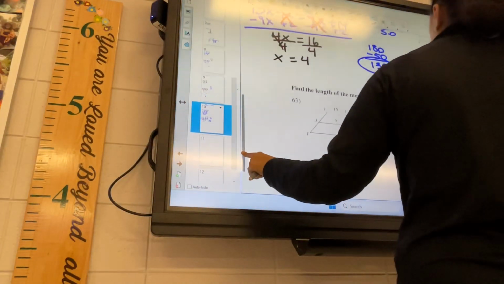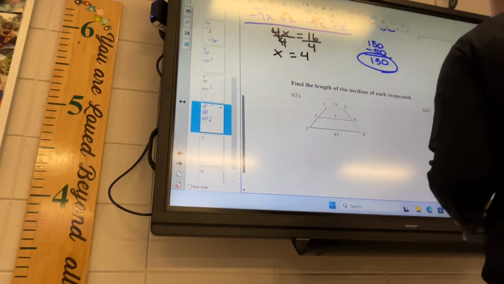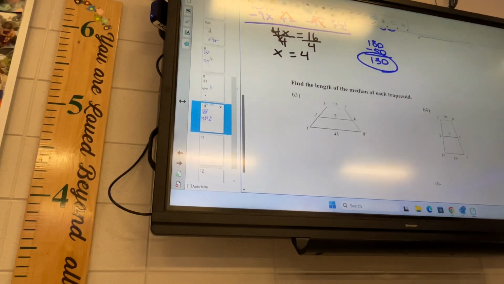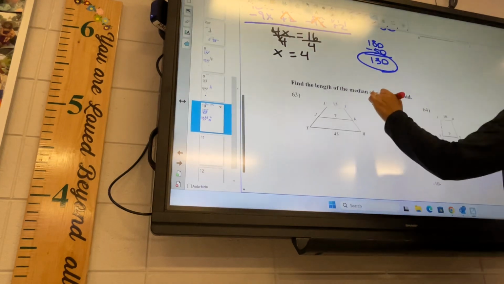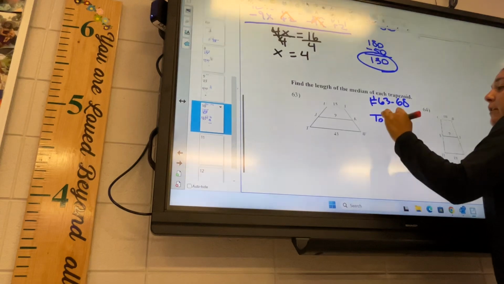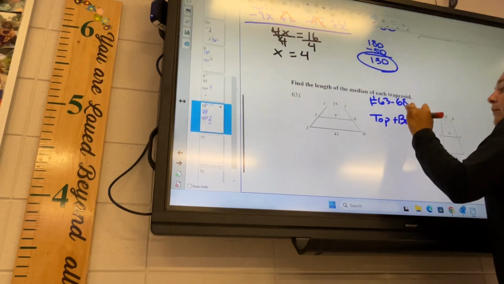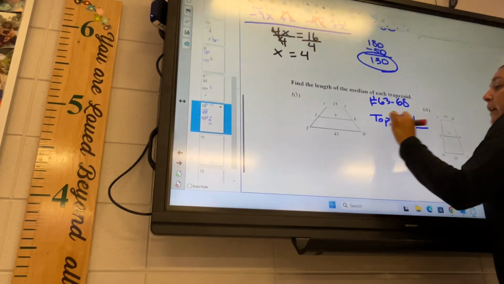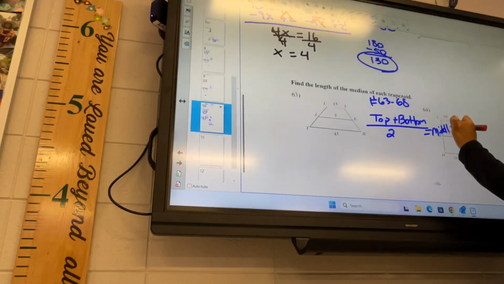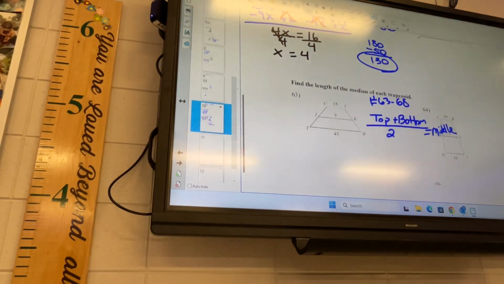Okay, so the next section is finding the median. The formula for all of these, numbers 63 through 68, is you're going to take the top one plus the bottom one and divide it by 2, and that equals the middle one. Sorry, I wrote on the other one a little bit. So we take the top plus the bottom divided by 2, and that would give you the middle.